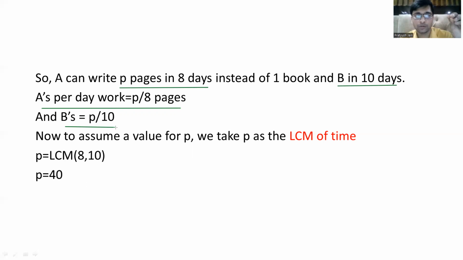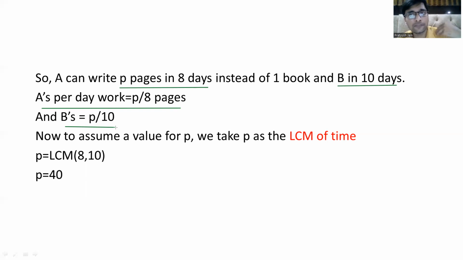The entire point of learning this alternate method was that I had to deal with some fractions which could increase my chances of committing some error. So I had to find a way such that if I can remove these fractions, if I can solve my question without involving fractions, then that would be great, right? That I did by dividing my work into some smaller subunits. So I say that instead of one book, now I have P pages. So A's per day work is P by 8 and B's per day work is P by 10.